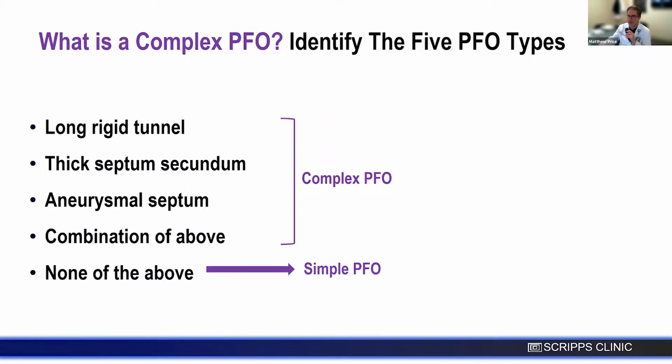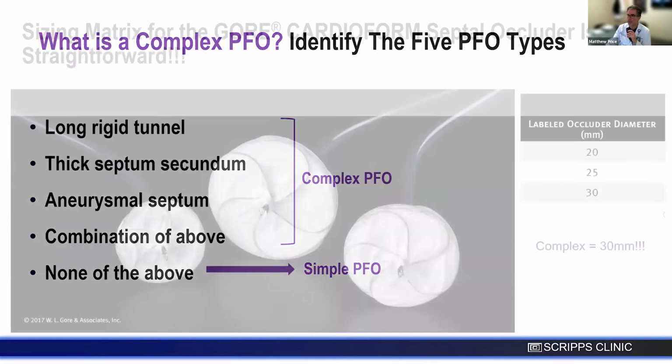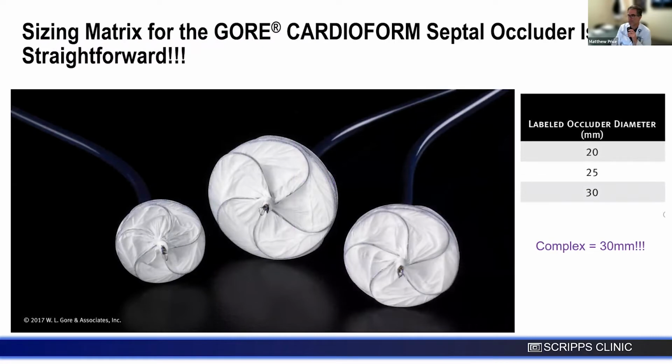So I will talk a little bit. I think that the Cardioform Septal Occluder has some unique characteristics that make it amenable to complex PFO closure, that is PFOs with these characteristics. And there are some very simple technical approaches you can use. So first, when you have one of those characteristics of complexity, what do you do in terms of sizing? Very simple.